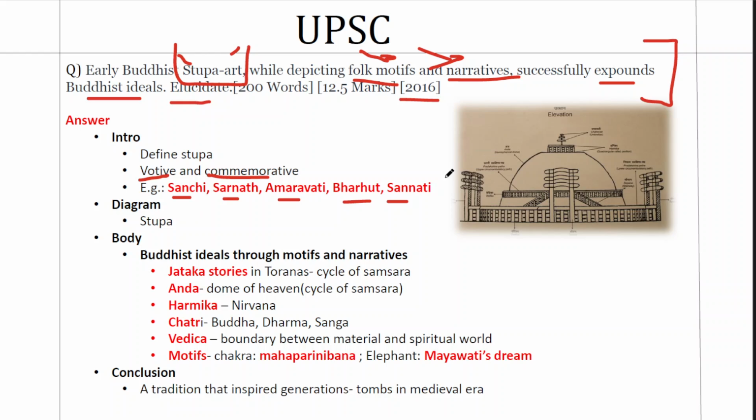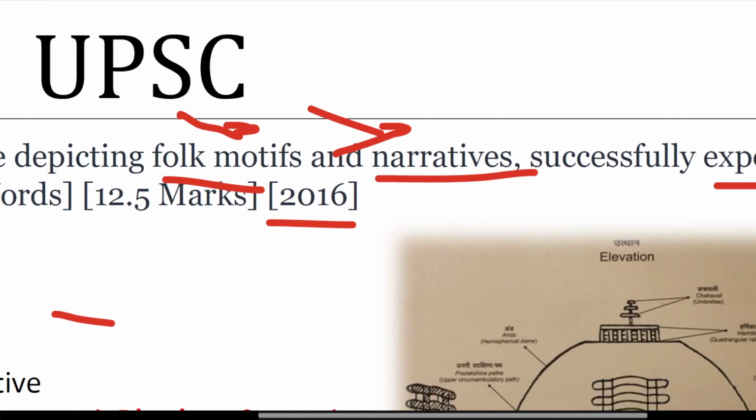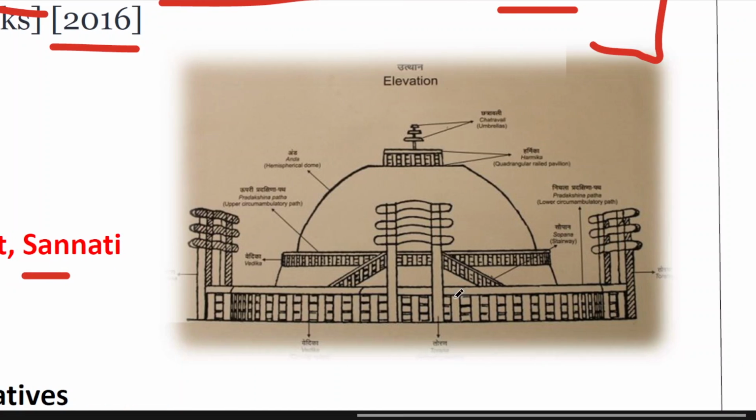The diagram of the stupa itself. It's a must in an answer like this. You have to give the diagram, and you have to mark the important parts, at least a few. For example, this is called the Torana. It is a major place where the narratives and folk motifs are inscribed. So you have to give the Torana.